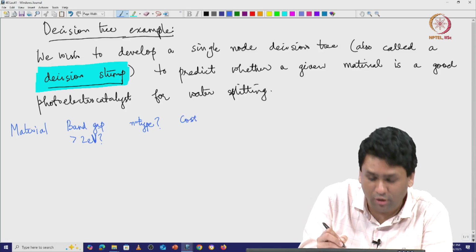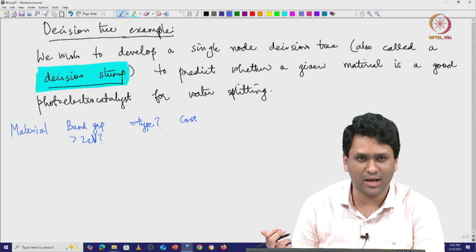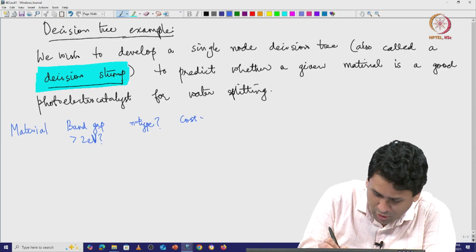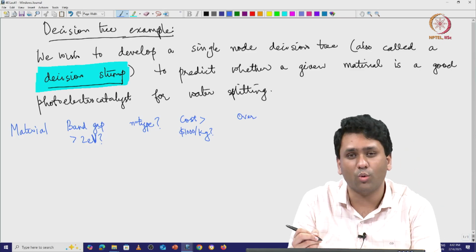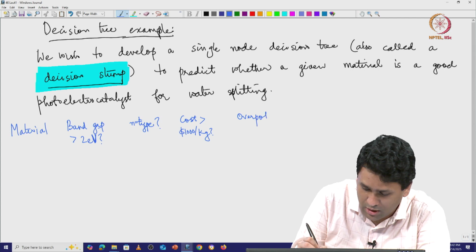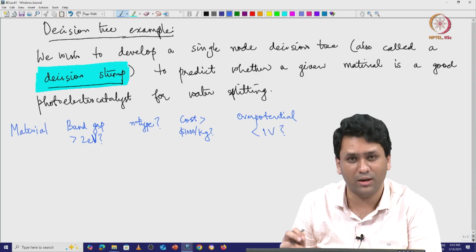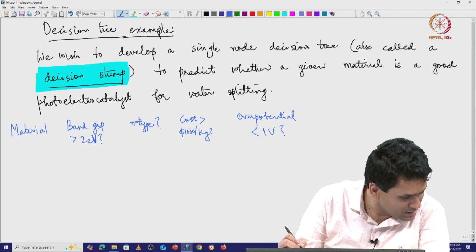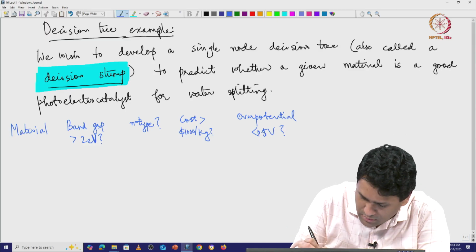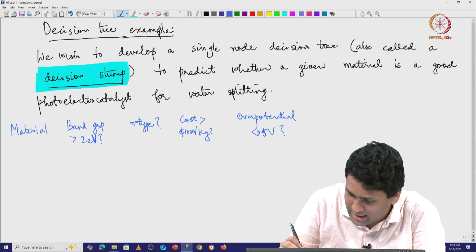Then the cost of anything in engineering is very important. You can't deploy solutions that have huge cost. So we are going to look at whether the cost is greater than, let us say, $1000 per kilogram, that is a feature. Then we are going to look at what is the potential required for splitting water. That is something called overpotential, and we are going to ask if it is less than 1 volt or not. The lesser the overpotential the better. So we are going to see whether it is less than 0.5 volt, and then we are also going to see whether the overpotential is less than 1 volt.